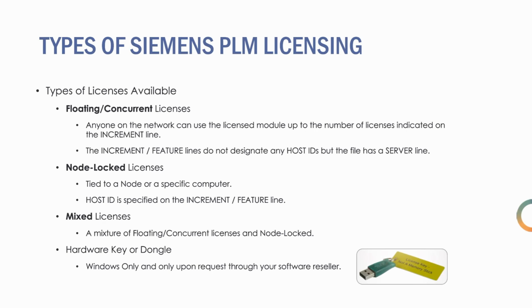Types of licensing available from Siemens. We have floating and concurrent licenses. So if you have 10 designers and 5 licenses, then you can have 5 concurrent designers using that license at any given time. And when one designer drops off the license, that is returned to the pool, and another designer can pick that up. A node lock license is a license that's tied to a specific machine. You can also have mixed licenses, which is a mixture of floating and concurrent licenses. With a request to Siemens or your software reseller, you can get a hardware dongle or key.